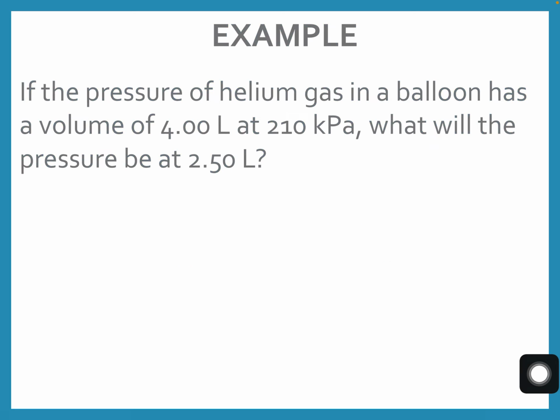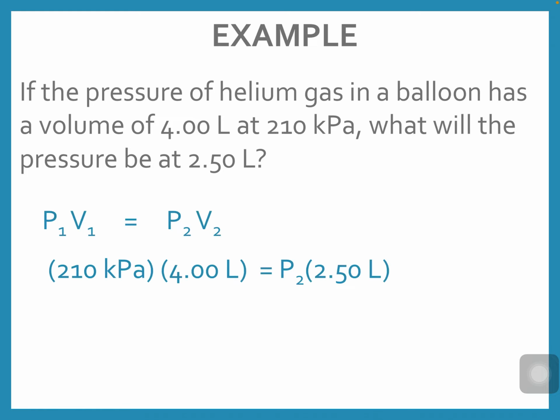So for example, if helium gas in a balloon has a volume of 4 liters at 210 kilopascals, what would the pressure be at 2.5 liters? If I decrease the volume, what would happen to the pressure? So I've got my relationship there: initial pressure times initial volume equals final pressure times final volume.